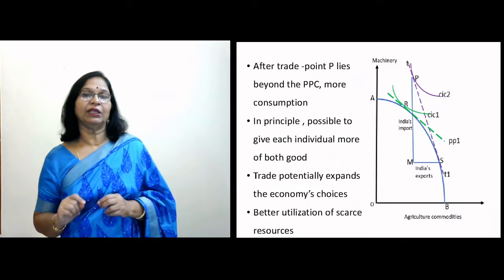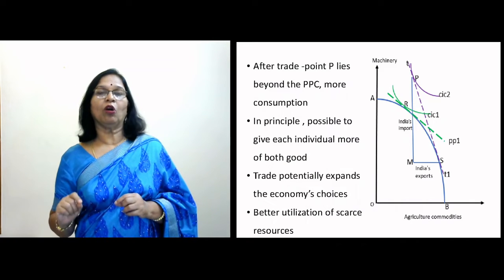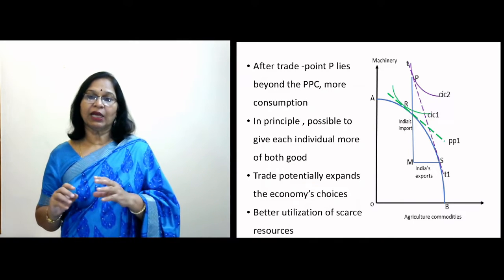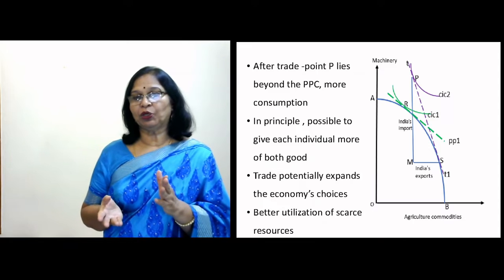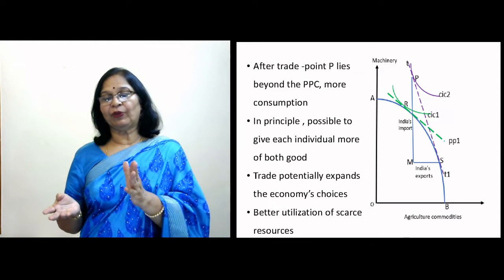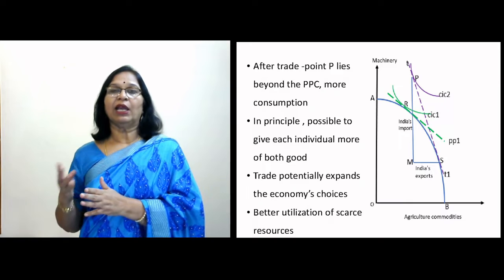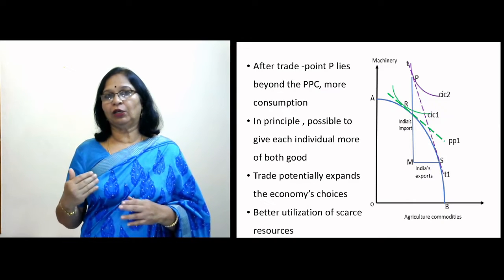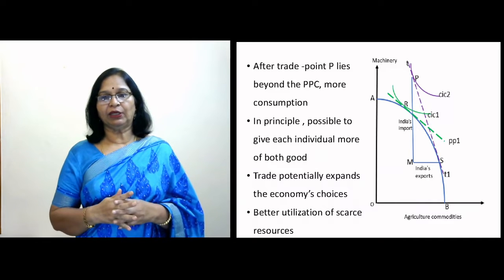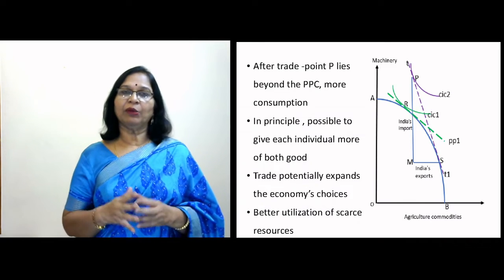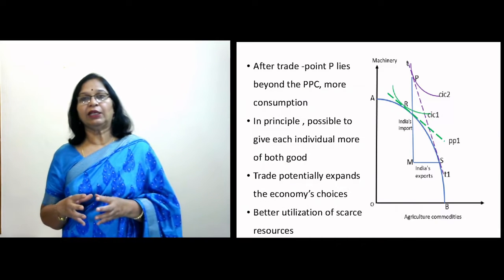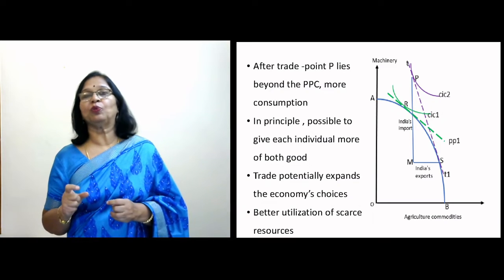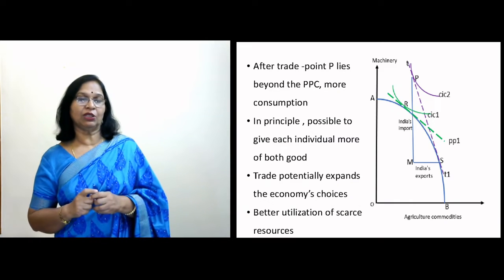And on the other hand, now the country will produce more of the agriculture commodity at point S. So it means that the possibility for the country to produce more is within this production of agriculture commodities, and it can import that much quantity of machinery by trading with another country. Now, with trade, in principle, it is possible that each individual can have more of both goods. Otherwise, there is a limit to which the country can have these two goods.